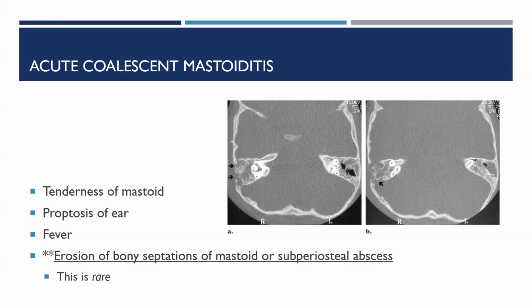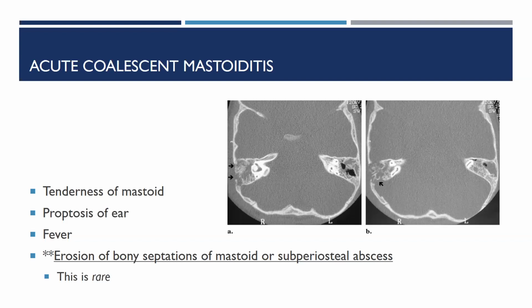And then you have to have erosion of the bony septations in the mastoid. So see how there's gaps here versus on this side, it's all nice and solid. You can also have a subperiosteal abscess that you can see here on a scan. It's very rare. I think I've actually only seen it twice. Yeah, I've only seen two.